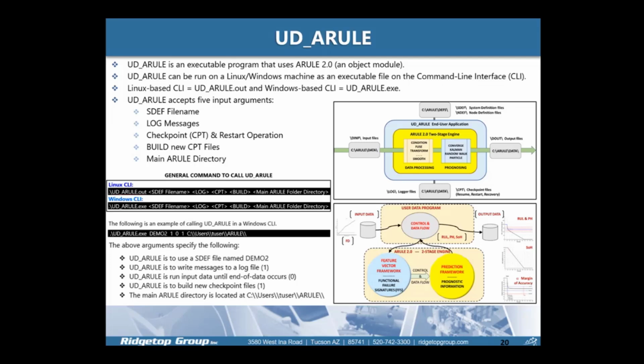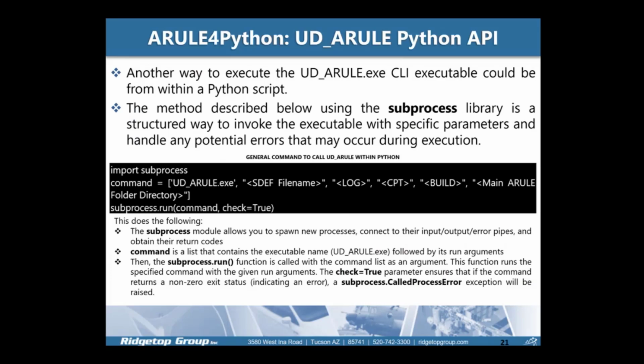Next, we took UD-ARU and ran it in Python. That's our ARU API that we call ARU for Python. We use the subprocess library within Python, so you can import it. You can give it the same 5 input arguments like before, and then you can call it within a subprocess.run command line.